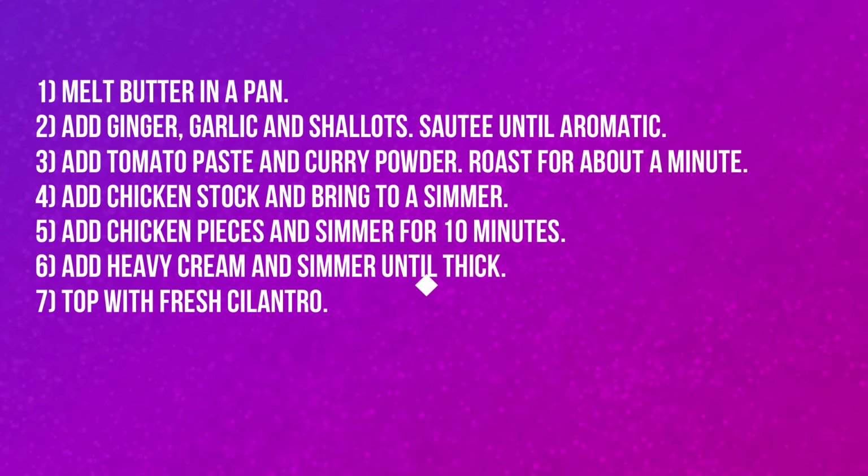Add chicken stock and bring to a simmer. Then, add chicken pieces and simmer for 10 minutes. Add heavy cream and simmer until thick. Finally, top with fresh cilantro.